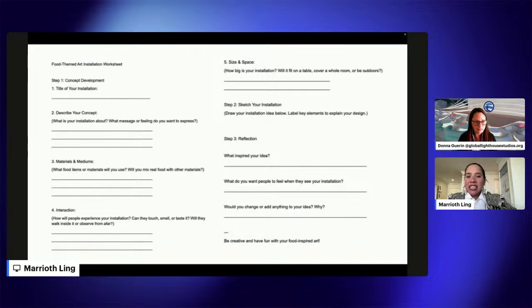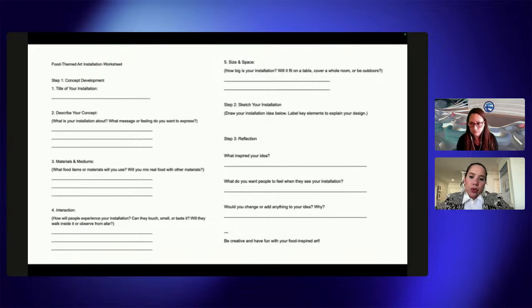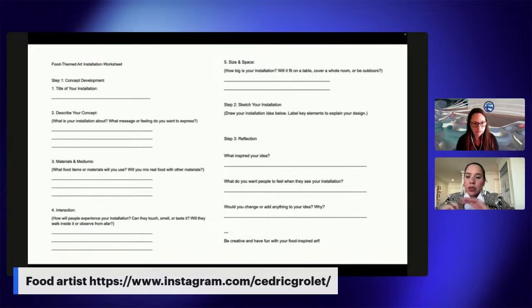So this was the activity that I was recommending to do. You can imagine that you are going to build an art installation and draw it. So you have a space to title your installation and describe your concept. What is your installation about? What message or feeling do you want to express through it? Materials and mediums: what food items or materials will you use? Will you mix real food with other materials? Or what will you do?